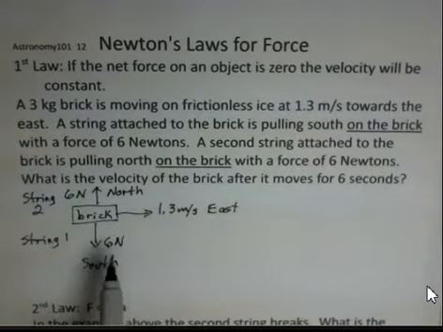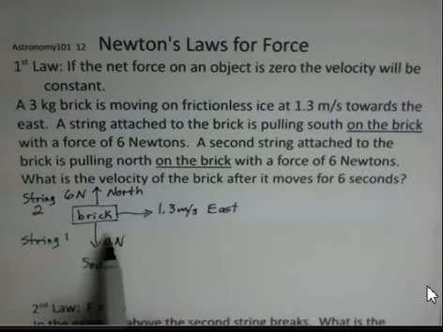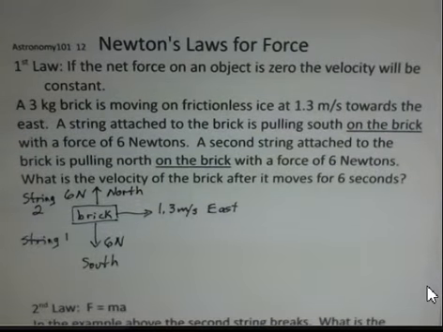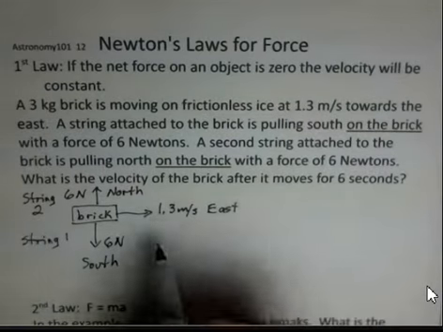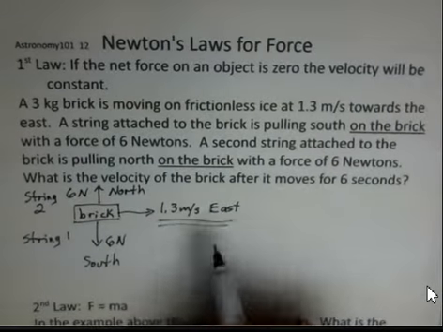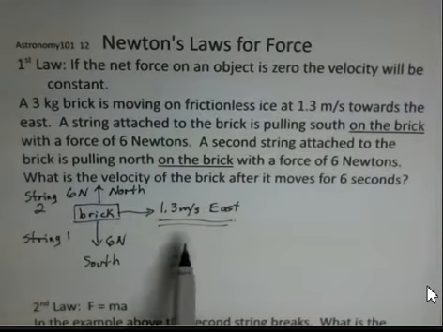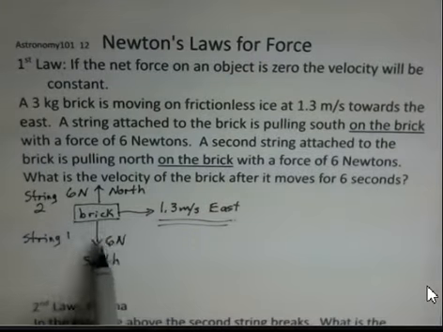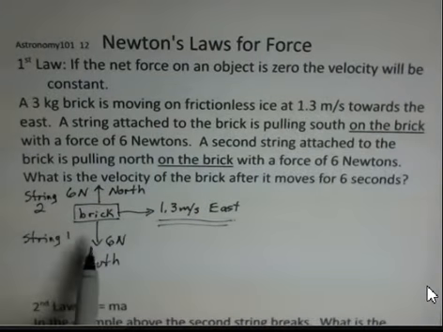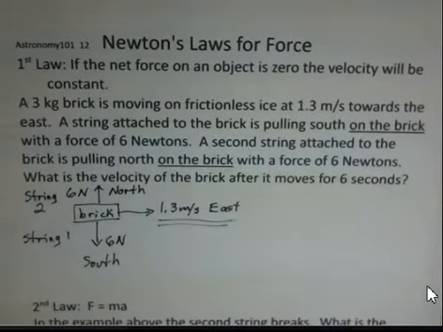But with 0 net force, the velocity is going to be constant. So after it moves for 6 seconds, we still have 1.3 meters per second of speed to the east. After 10 seconds, we would still have 1.3 meters per second to the east. These two forces balance each other. The net force is 0 in this horizontal direction, and in the vertical direction as well. We maintain this velocity because the net force is 0.